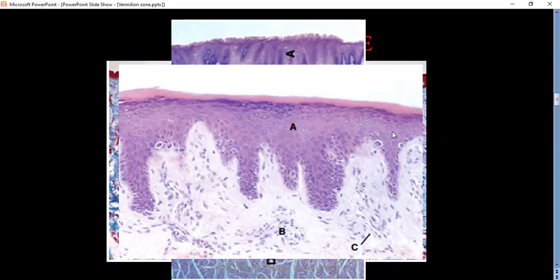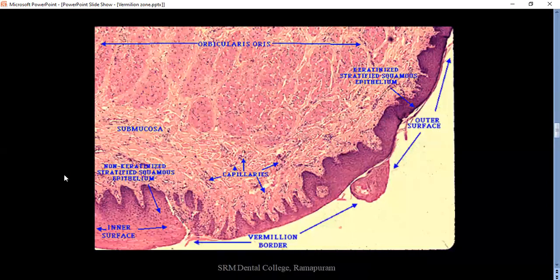Look at the length of the rete ridges and the papillae of the connective tissue. They are more long and narrow. You also have the blood vessels very close to the surface. So this is why your Vermilion zone is more reddish: because of the thin translucent epithelium and the proximity of the blood vessels to the surface.